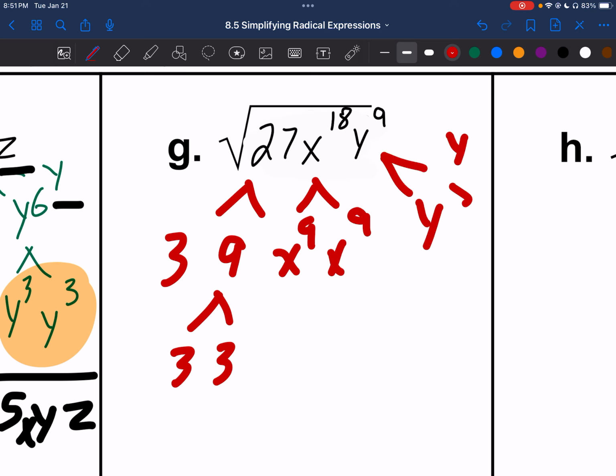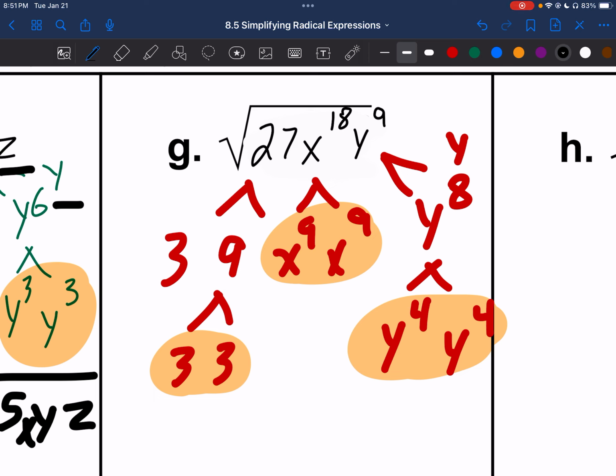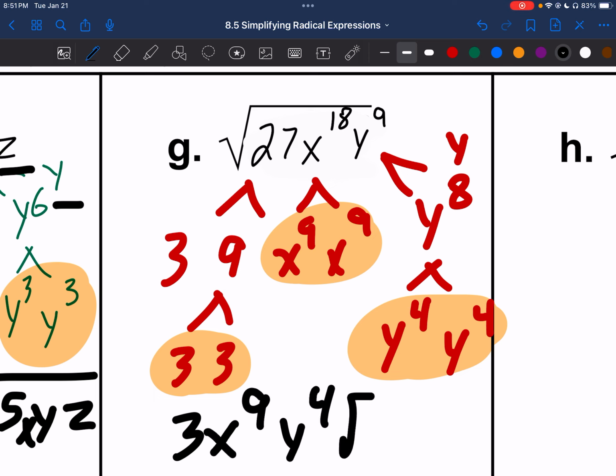So let's find our pairs. We have a pair of 3s. I have a pair of x to the 9ths. I have a pair of y to the 4ths. And I'm going to bring those out now. So I have 3 on the outside, an x to the 9th, a y to the 4th, and I have the square root of 3 and y remaining. So that's 3x to the 9th, y to the 4th, times the square root of 3y.